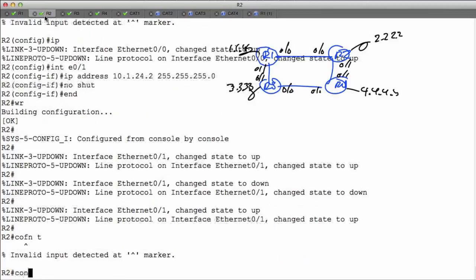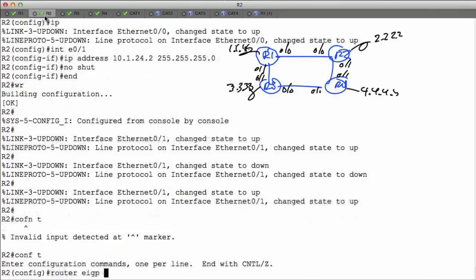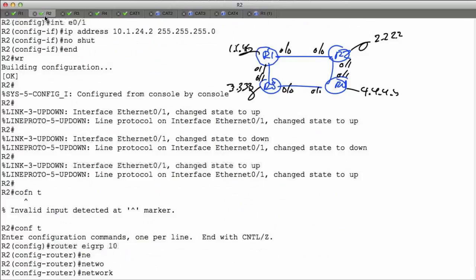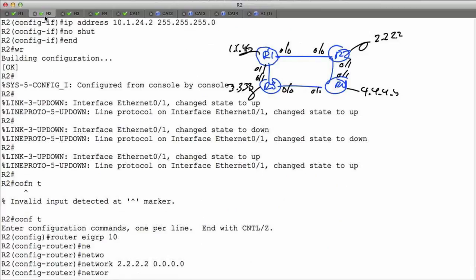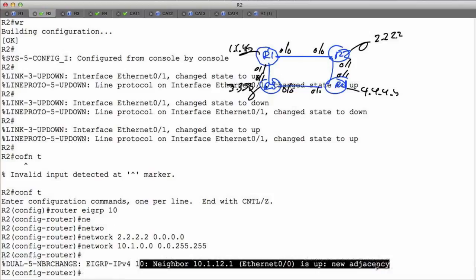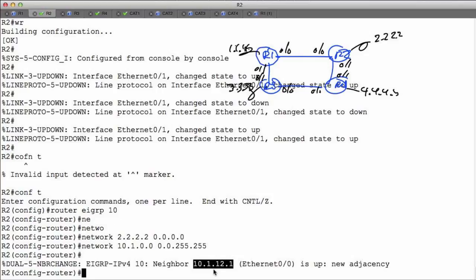So config t, router eigrp 10, network. I want to advertise 2.2.2.2 exactly. And I want to do, again, that network where I'm advertising the /16, so it's going to be 10.1.0.0 0.0.255.255. I hit enter, and I should almost immediately see a neighbor adjacency form. So I've formed a neighbor relationship with R1. It's telling me R1 because I know that's the IP address of R1 on this segment.